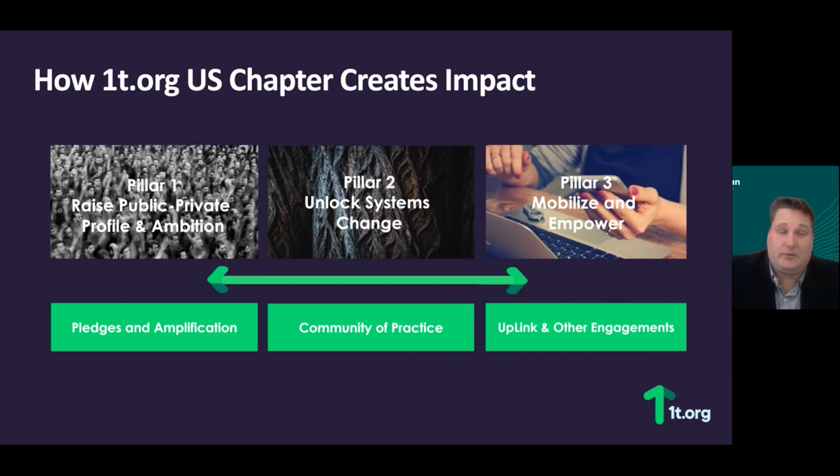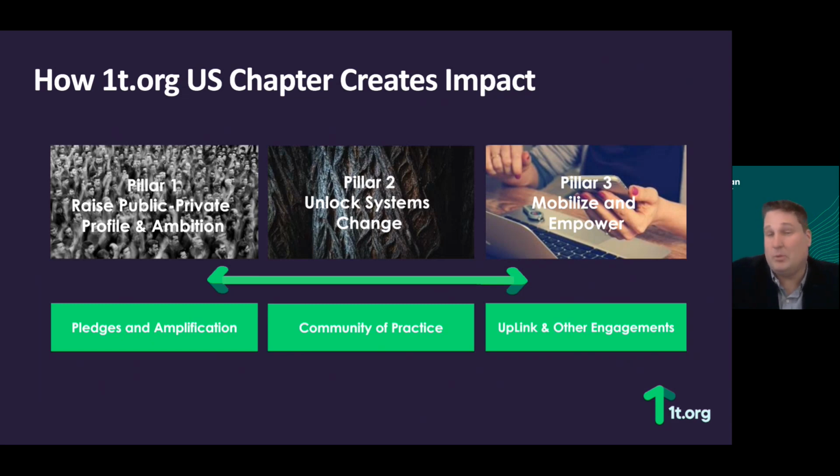And why you want to make a pledge? Well, it puts you in a realm, raises your profile with big funders, with movers and shakers in the corporate world who are looking for projects to invest in. It puts you in a community of practice. There's regular webinars and check-ins, opportunities to share best practices and learn from one another.